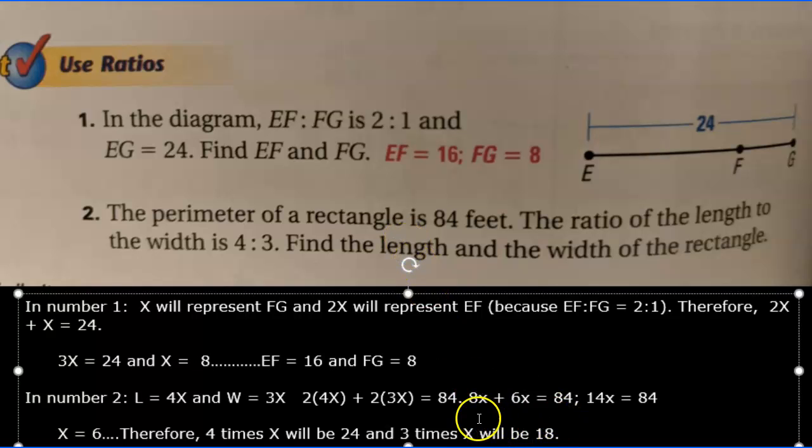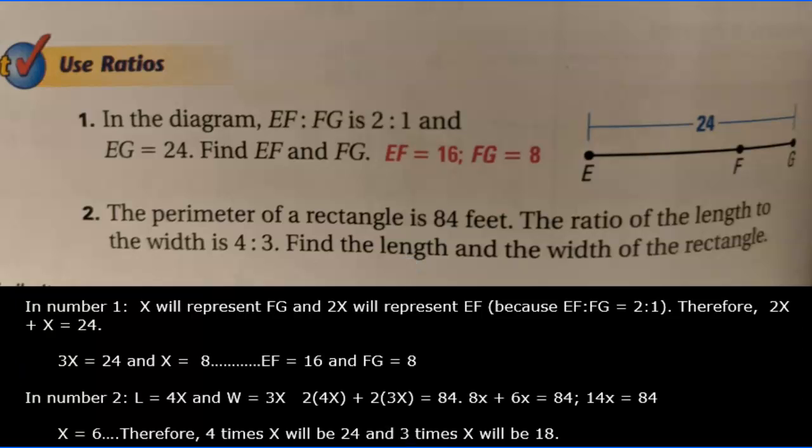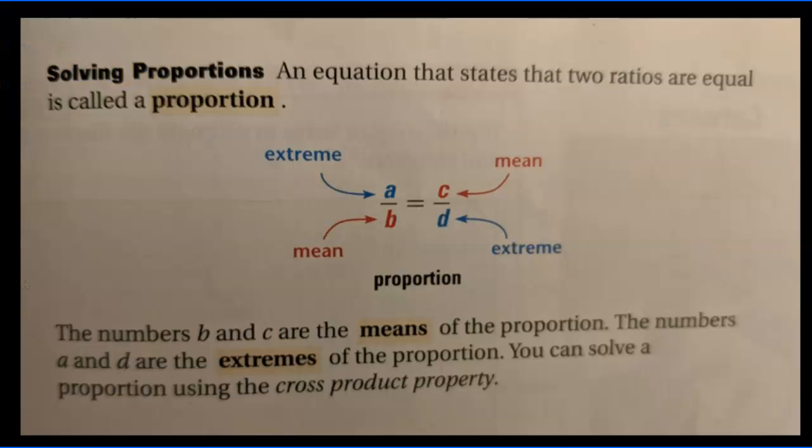I do all the math. 8x plus 6x is going to be 14x. I figure out that x equals 6. But then I have to go back. 4 times the 6 is 24. 3 times the 6 is 18. So hopefully you have that down. If you don't, make sure we go over it again in class. So just ask me on Wednesday.